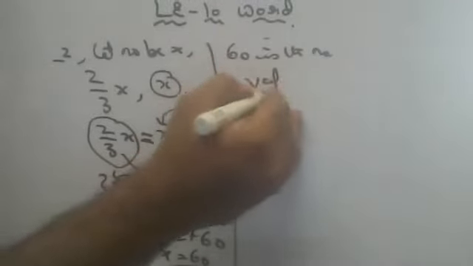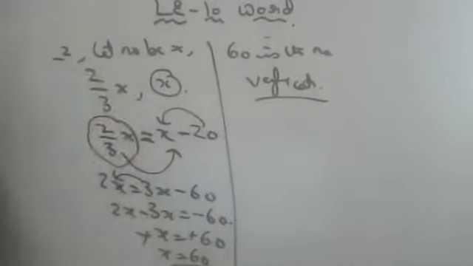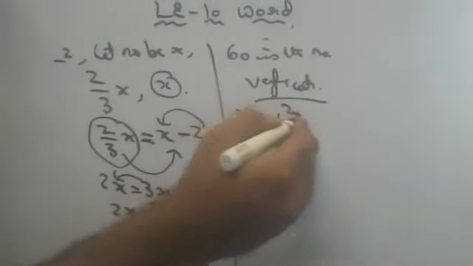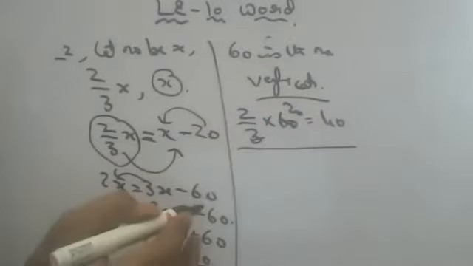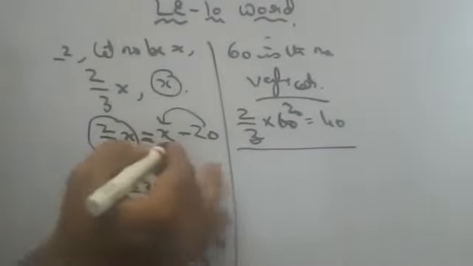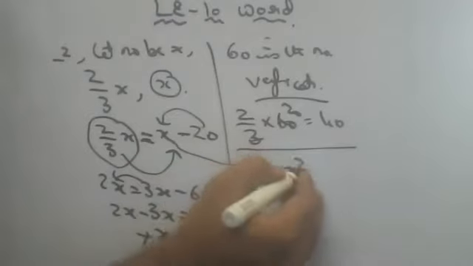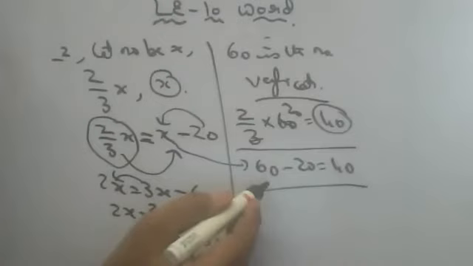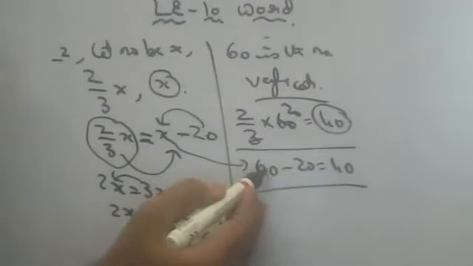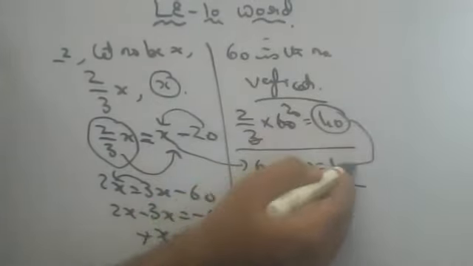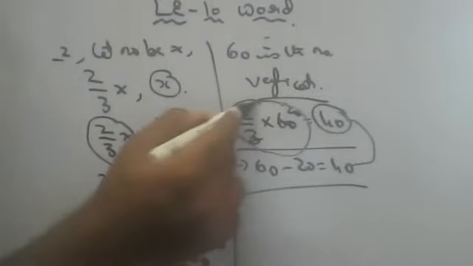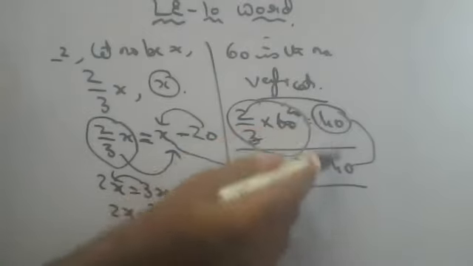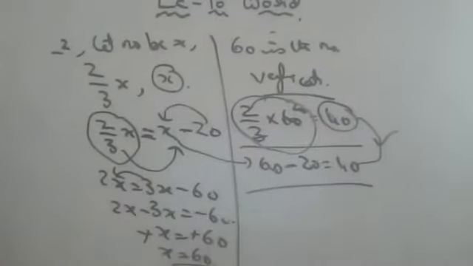Verification. Let's verify, children. What did he say? 2/3 of a number. What is 2/3 of 60? 40. He's saying 2/3 of a number is 20 less than the original number. What is the original number? 60. 60 minus 20 is 40. Both are equal, no? Both are becoming 40 only. That is how you have to verify.